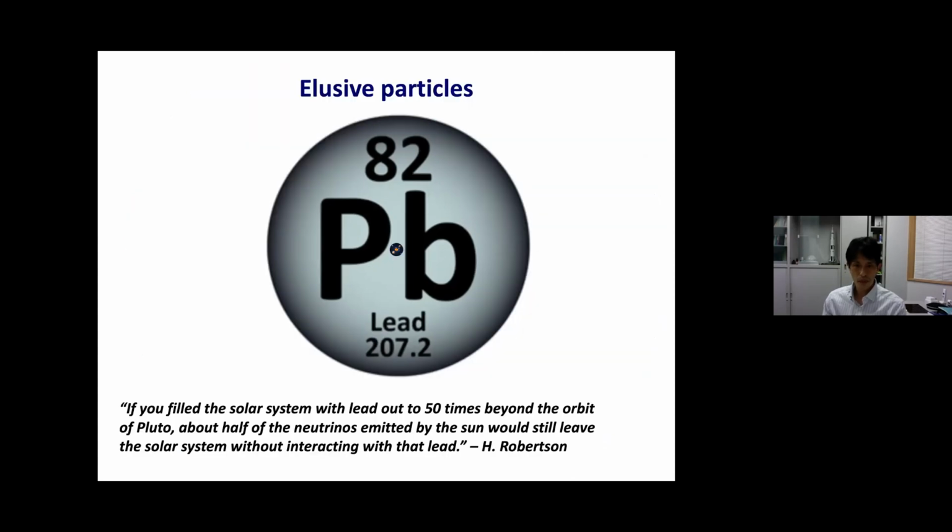All we can possibly do is, if we fill with lead, these heavy elements, to 50 times beyond the orbit of Pluto, then about half of the neutrinos from the sun can be detected or captured. So, in other words, still 50% of the solar neutrinos can escape out of this huge amount of lead to 50 times the Pluto's orbit. Such an elusive particle, basically.